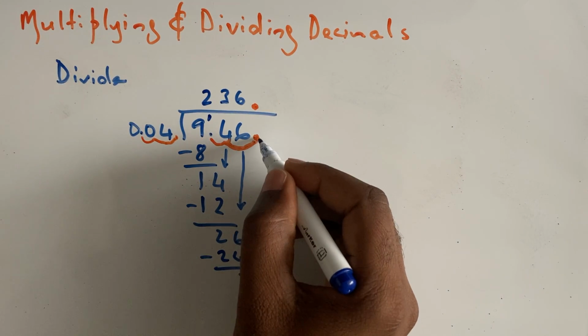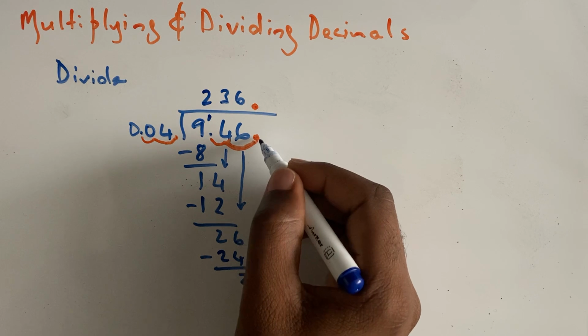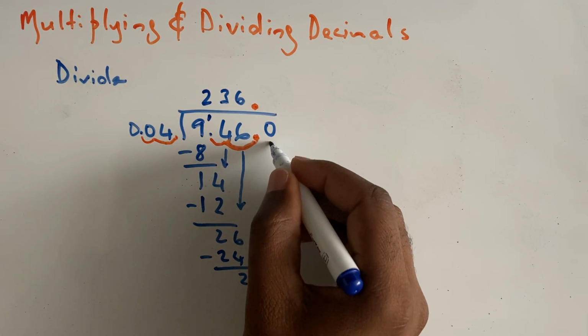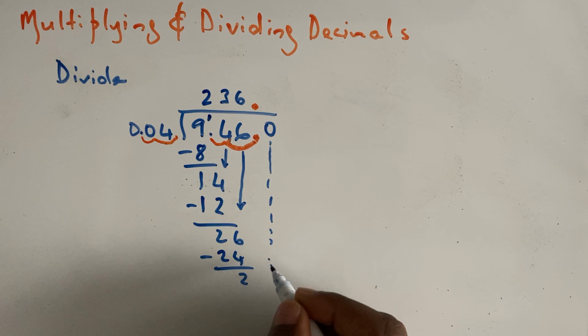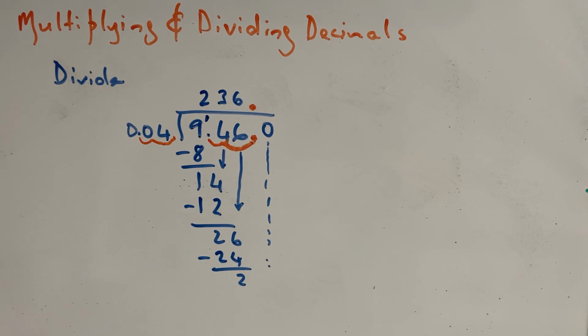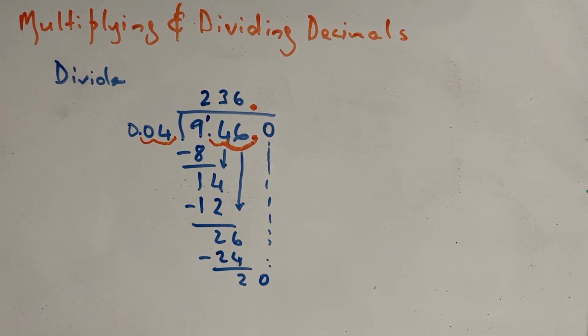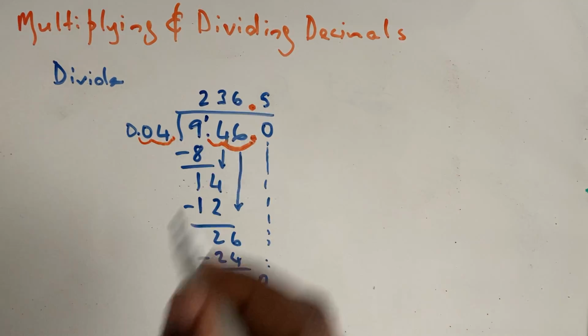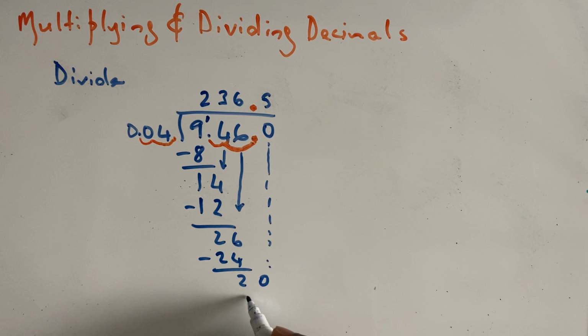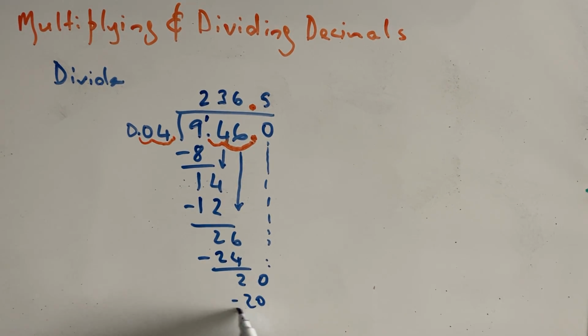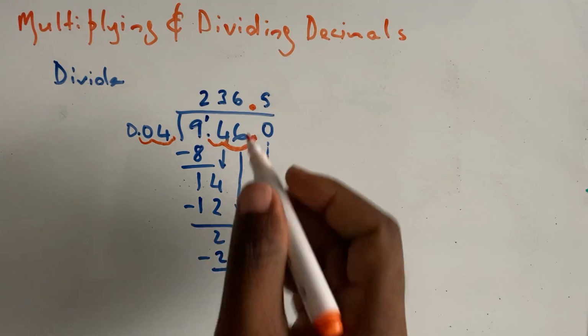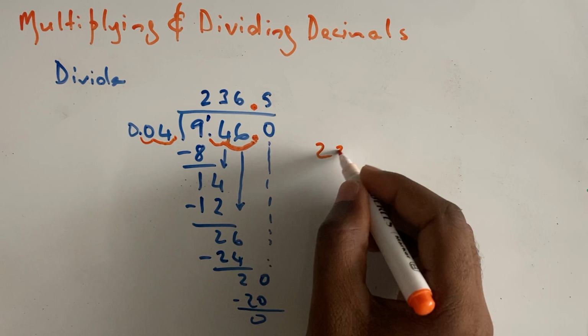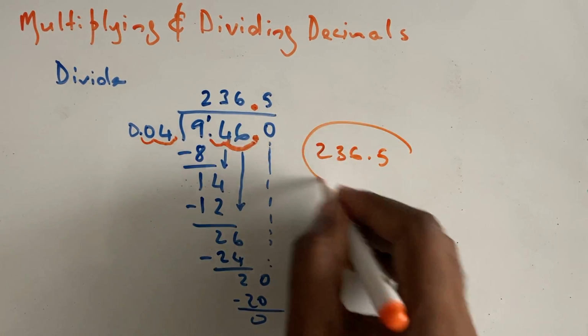Now we're going to pass the decimal point to bring down a 0. There's always a 0 behind if you don't have any number. So bring down the 0. Then 4 goes into 20 5 times, so 5 times 4 is 20. 20 minus 20 is 0. You're done here. The answer to this is 236.5. This is your answer.